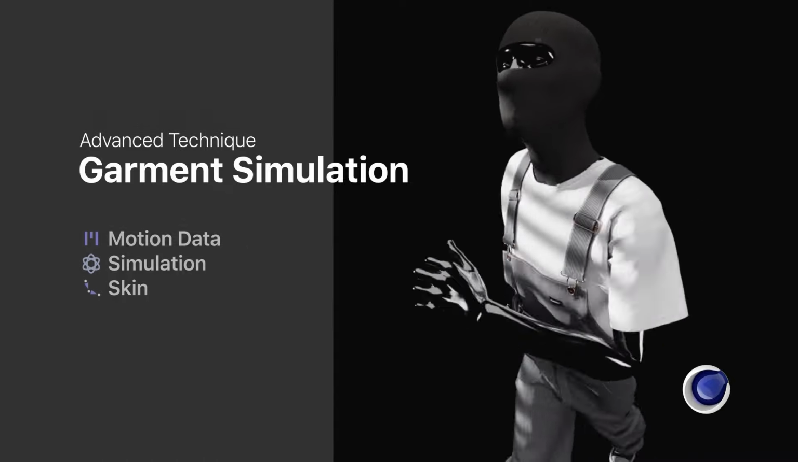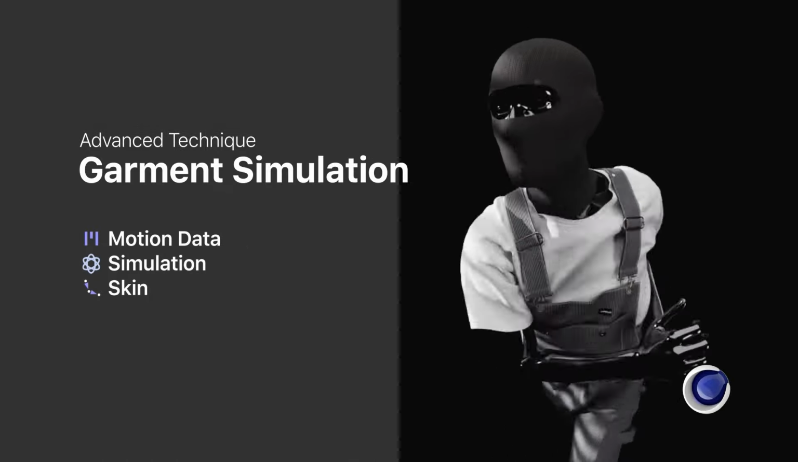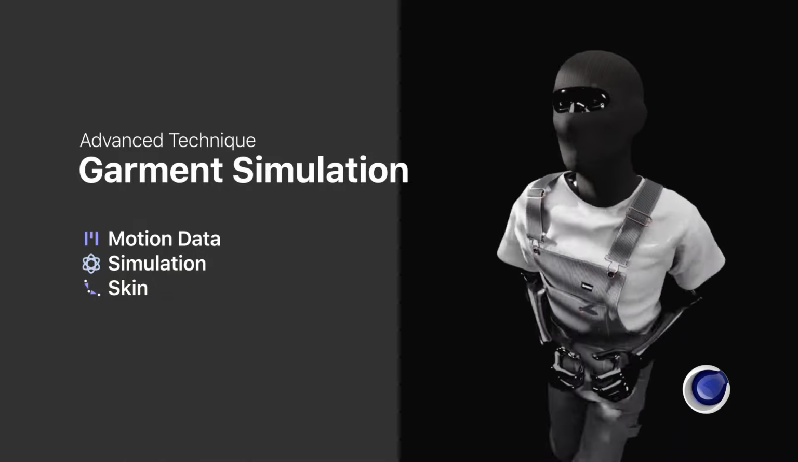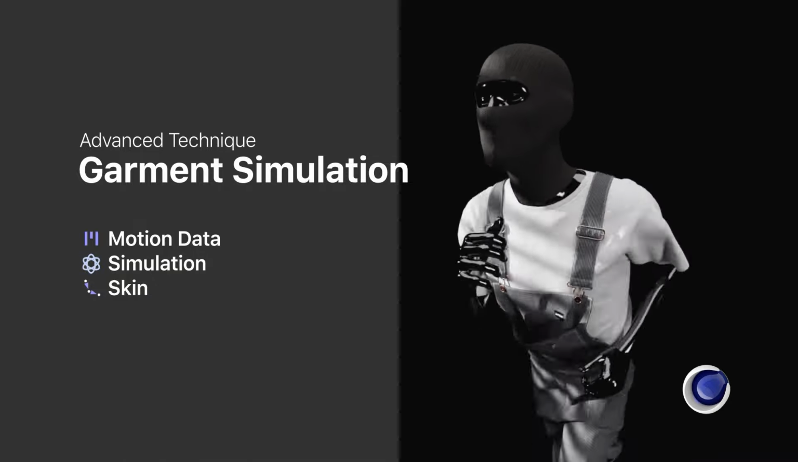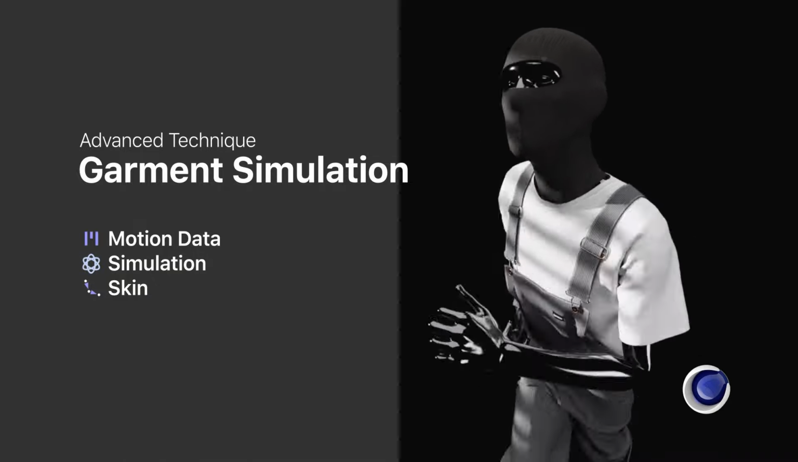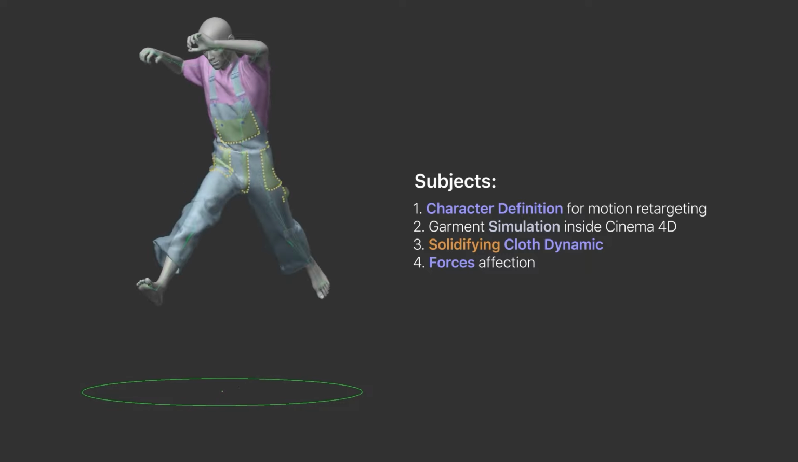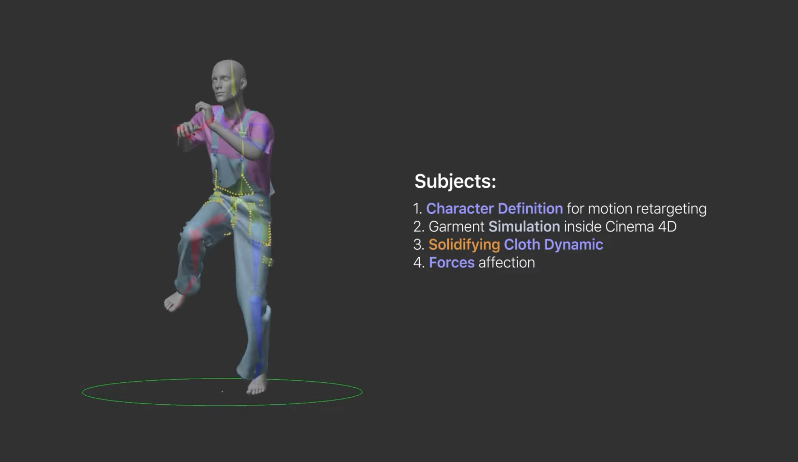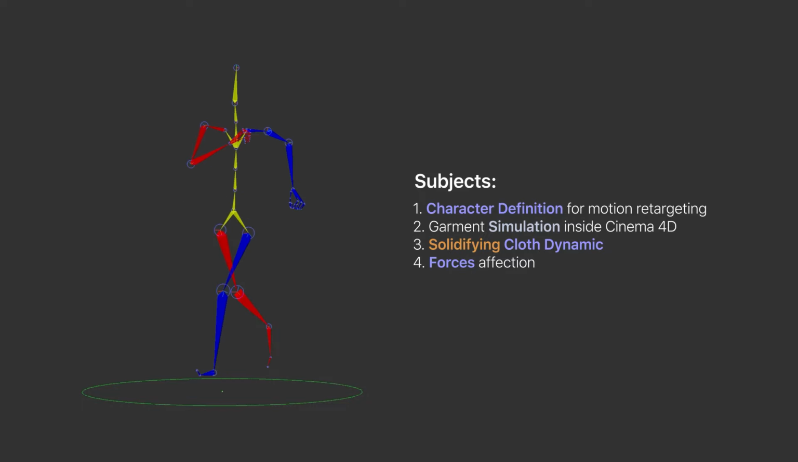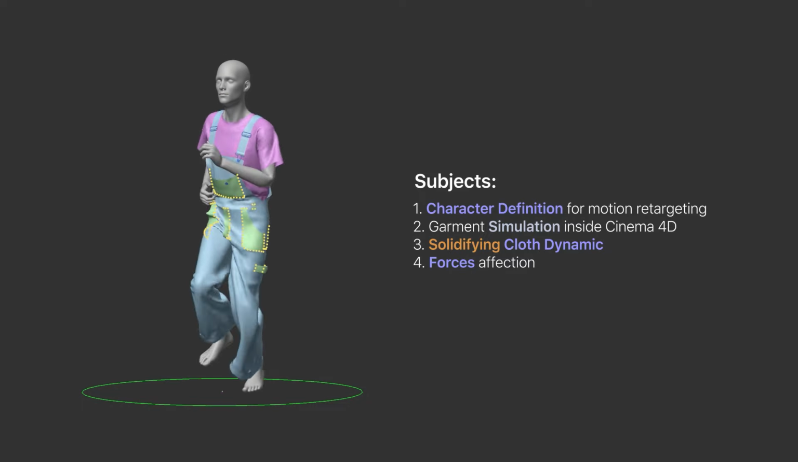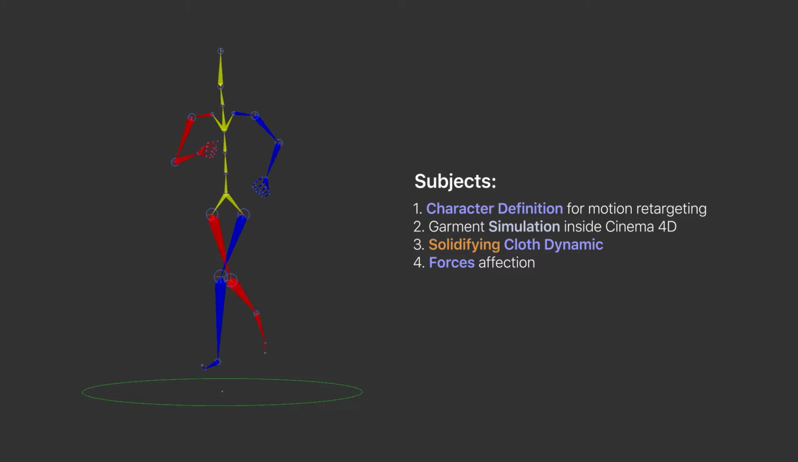Hello everyone. This time I'm going to share with you how you can simulate garment just inside Cinema 4D. This method gives you a lot of specific advantages against Marvelous simulation. We will consider character definition for motion retargeting, garment simulation, and solidifying cloth dynamics. As a result, you will be able to affect your garment by using forces.